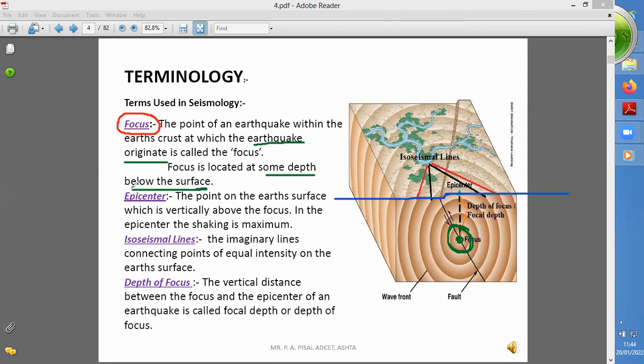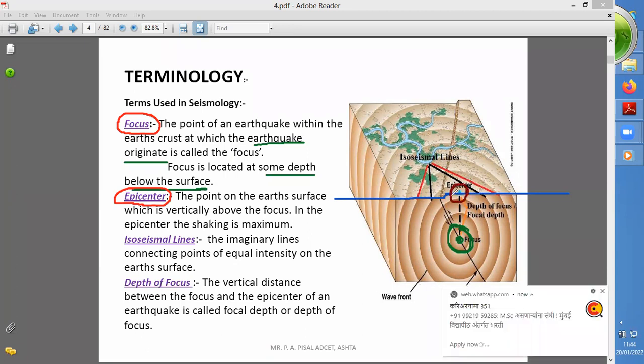Now, the second term which is related with the earthquake is the epicenter. Here in this diagram, the epicenter is present here, that I have mentioned here in the brown color. The epicenter point I have highlighted.